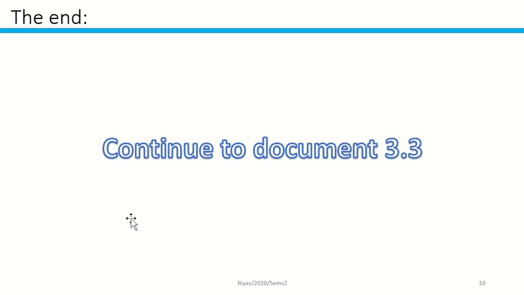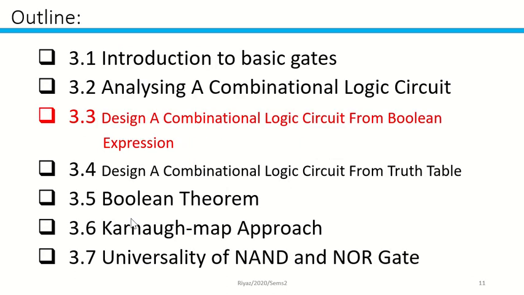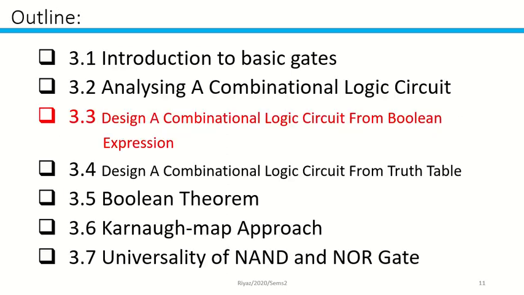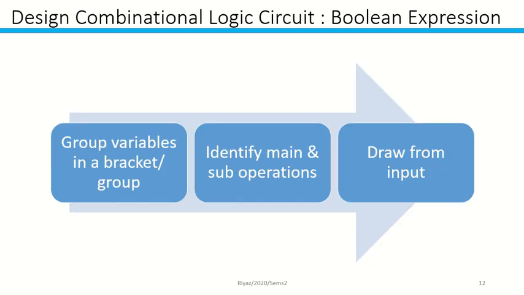So let's go to document 3.3. This one is designing a combinational logic circuit from the Boolean expression. Earlier we had the circuit and the diagram. Now we're going to design a combinational logic circuit from the given Boolean expression. So how are we going to do this? There are a few steps.